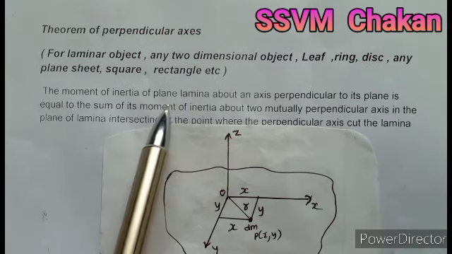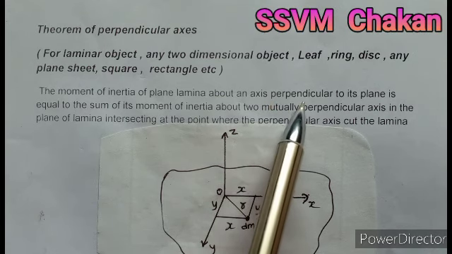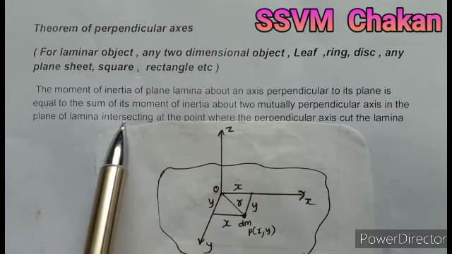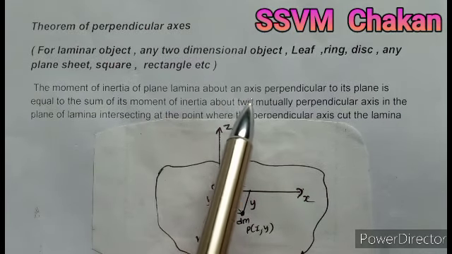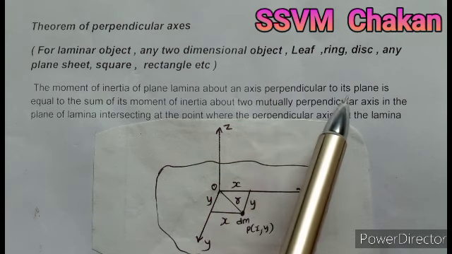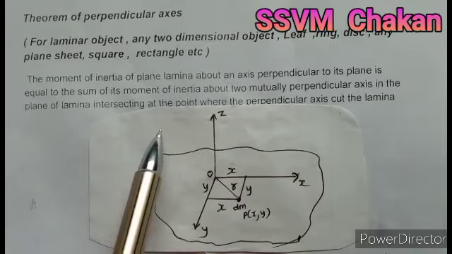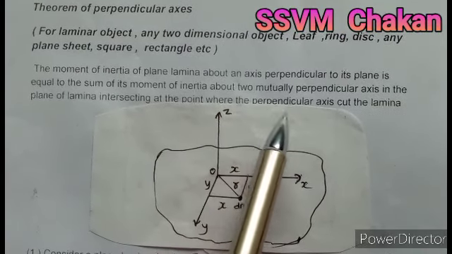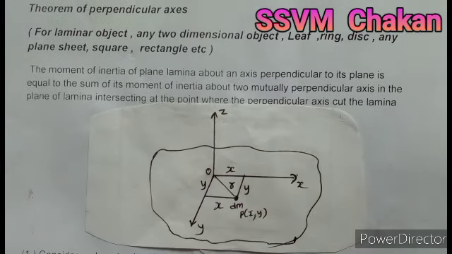Moment of inertia of a plane lamina about an axis perpendicular to its plane is equal to the sum of its moment of inertia about two mutually perpendicular axes in the plane of the lamina intersecting at the point where the perpendicular axis cuts the lamina.